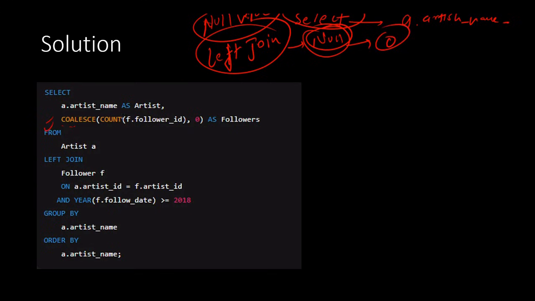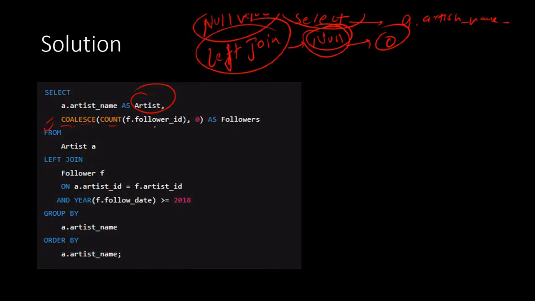Okay, so this function we can use to actually replace the values. Here we will select the artist name as artist, a dot artist name as artist. Then we will use this function count f dot follower id, because we need to count the followers, and comma 0.